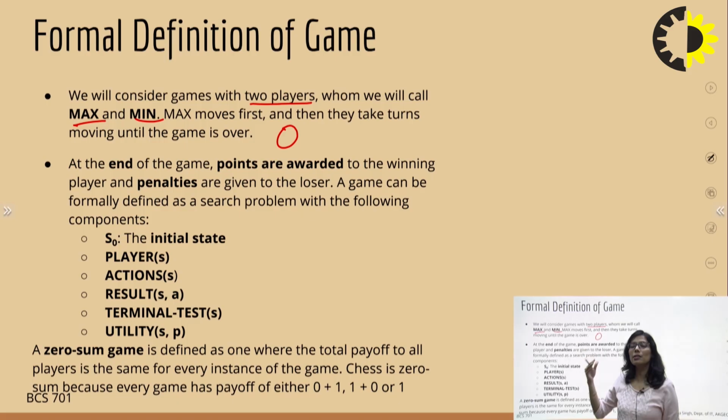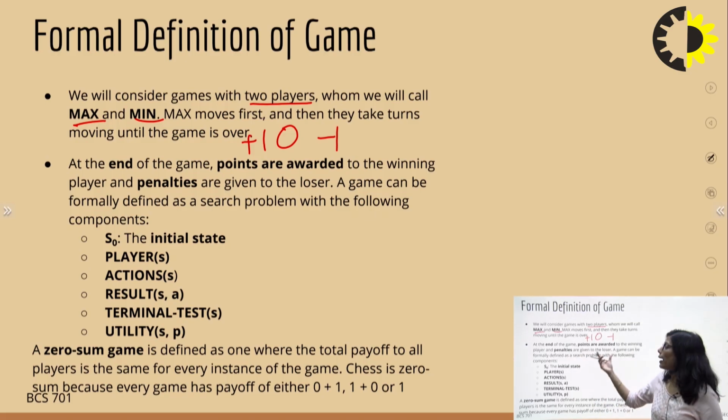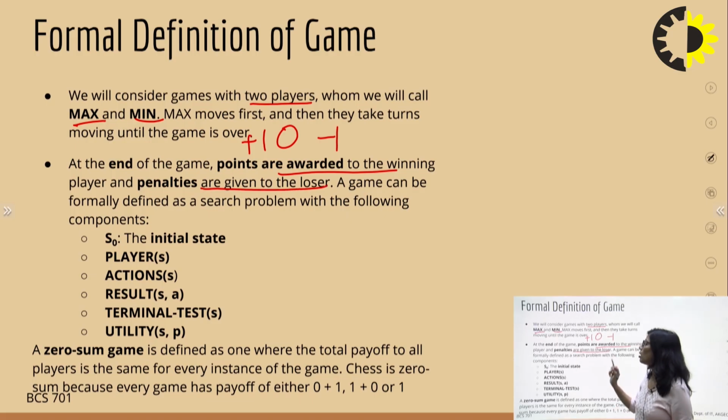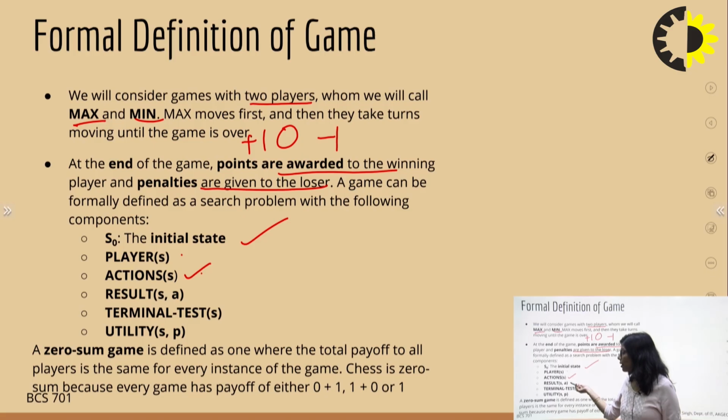So the agent that wants to maximize the utility will win the race if the utility is +1. Otherwise, if -1, then the min will win. So at the end of the game, the points are awarded to the winning players and the penalties are given to the losers. So a game can be defined as, first, this is your initial state. If there are two agents, there will be two players. Then what are the actions? What are the possible moves, the valid moves? And after that action, what is the result? What is the next state my agent will reach?